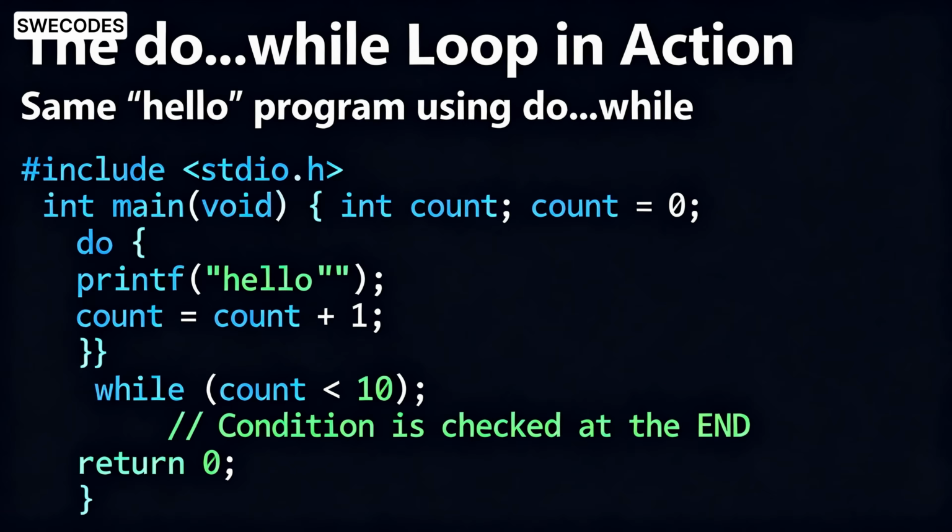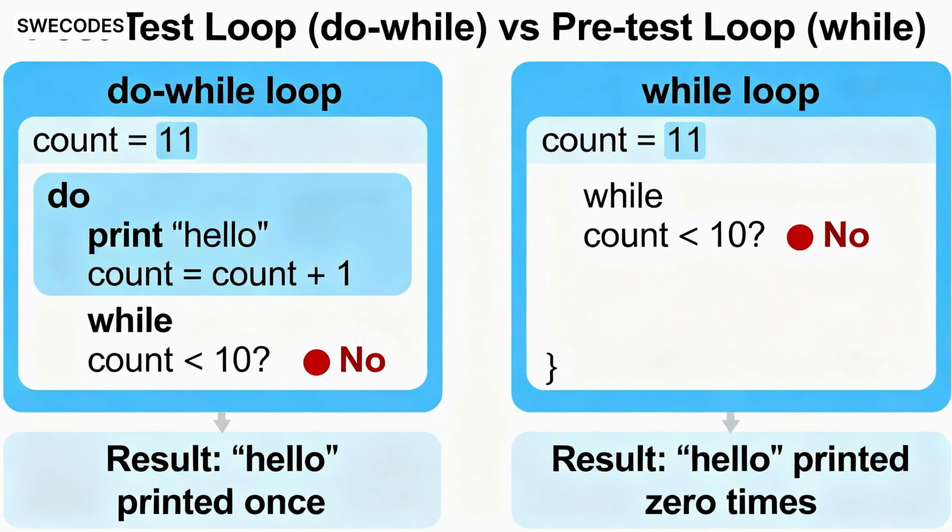But let's use our trap case. What if we set count equals 11? Do. The block runs immediately. It prints hello, and count becomes 12. While, now it checks the condition. Is 12 less than 10? No. The loop terminates. The result? It printed hello exactly once. Compare that to the while loop, which printed 0 times. This is a post-test loop.